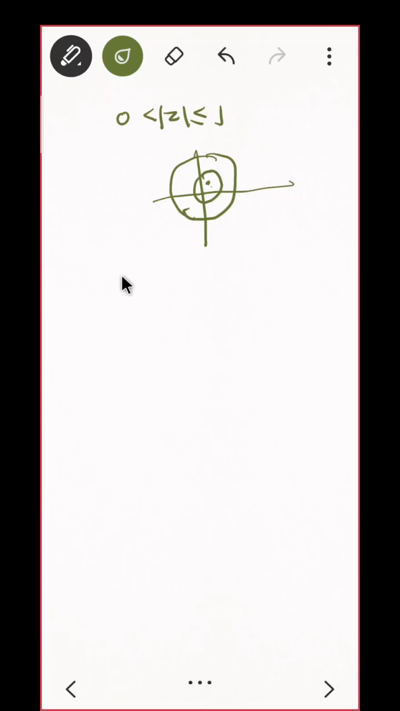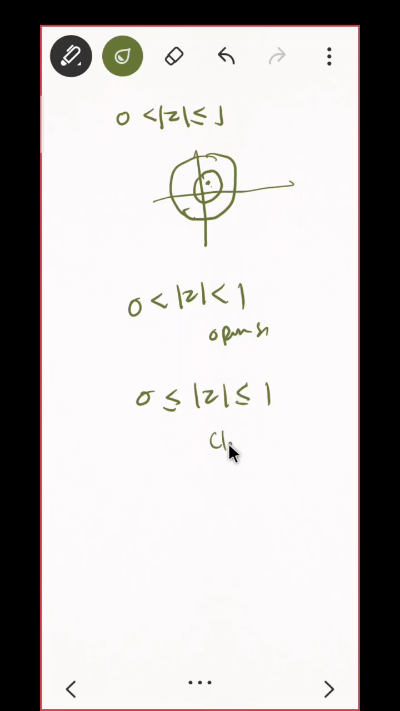यही अगर ऐसा होता, 0 इज़ लेस दैन mod z इज़ लेस दैन 1, दैन दिस वाज़ ओपन सेट. और यही अगर ऐसा होता, 0 इज़ लेस दैन mod z इज़ लेस दैन या इक्वल टू 1, दैन दिस वाज़ क्लोज़्ड सेट. करेक्ट. हियर इट इज़ नाइदर ओपन नॉर क्लोज़्ड. करेक्ट. सो बहुत सारे लोग ये मिस्टेक करते हैं.